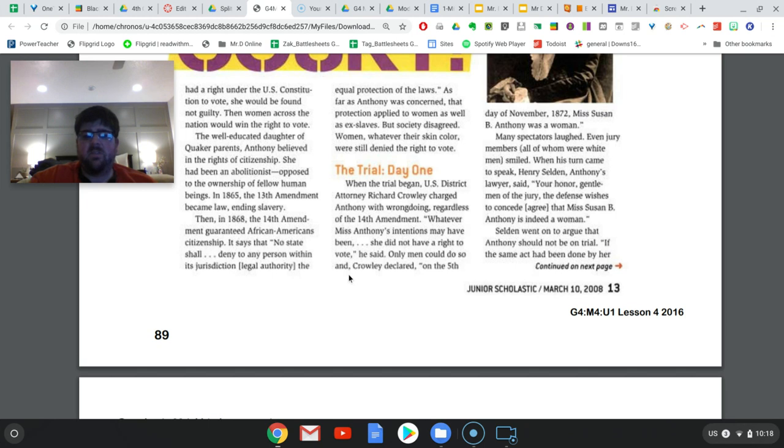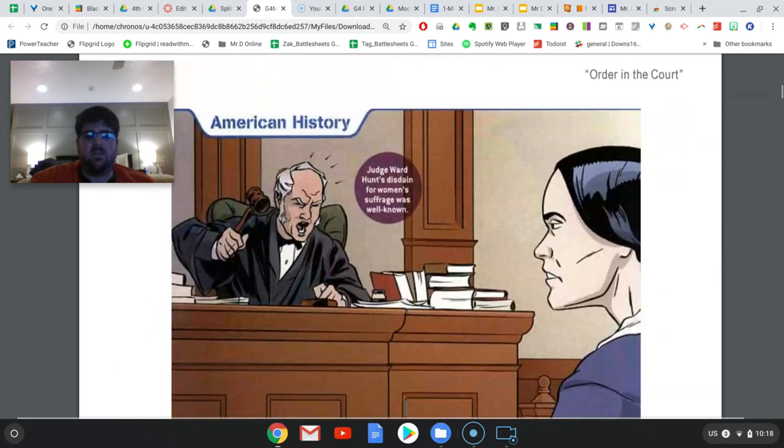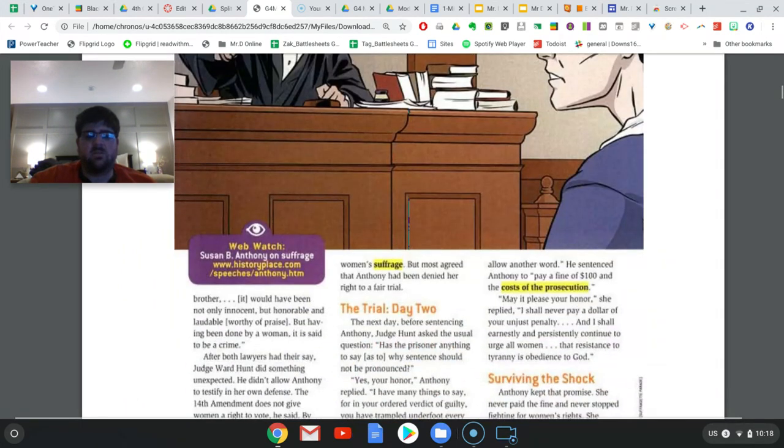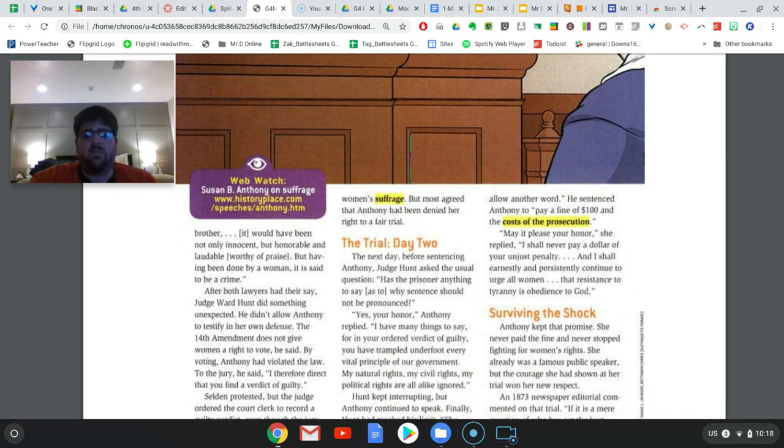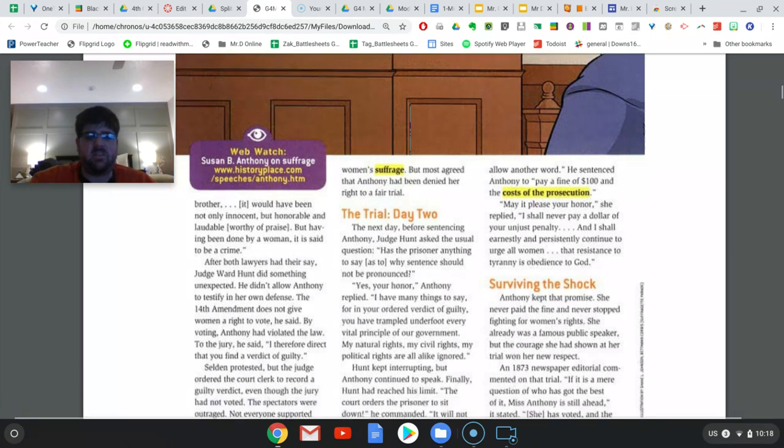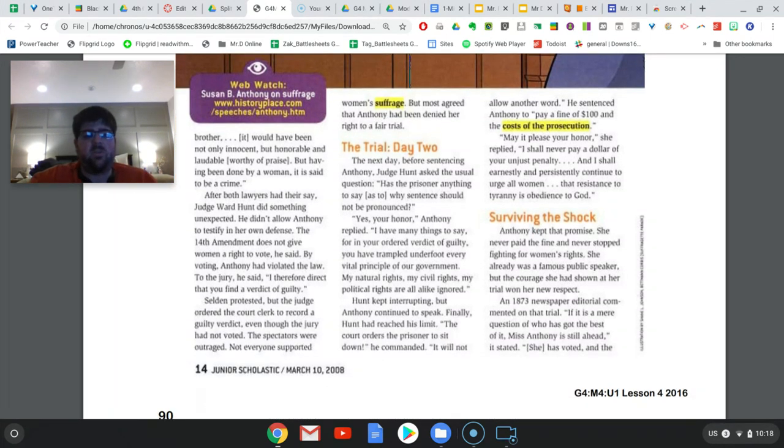Selden went on to argue that Anthony should not be on trial. If the same act had been done by her brother, it would have been not only innocent, but honorable and laudable, worthy of praise. But having been done by a woman, it is said to be a crime. After both lawyers had their say, Judge Ward Hunt did something unexpected. He didn't allow Anthony to testify in her own defense.